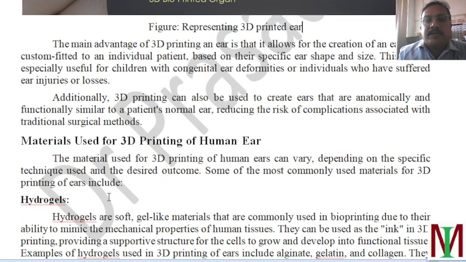Okay, so the main advantage of 3D printing here is that it allows for the creation of an ear which is custom fitted to an individual patient based on their specific ear shape and size, which can be especially useful for children with congenital ear deformities or individuals who have suffered ear injuries or losses. Additionally, 3D printing can also be used to create ears that are anatomically and functionally similar to a patient's normal ear, reducing the risk of complications associated with the traditional surgical method.